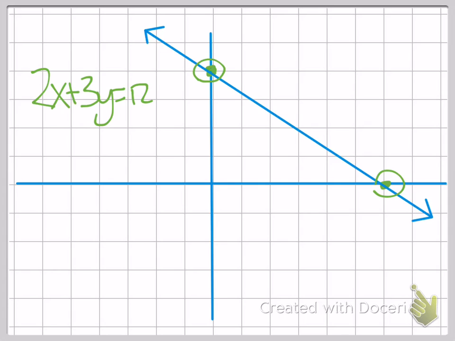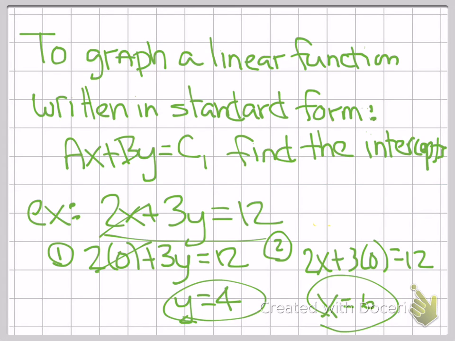Questions on my first example? Where I get what from? 12? It's the original problem. Yep. I was given 2x plus 3y equals 12.